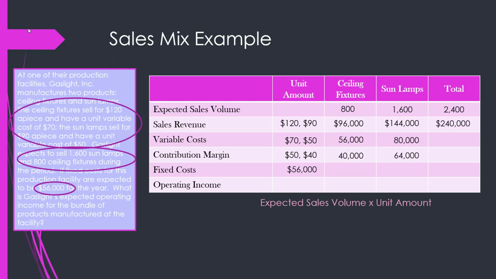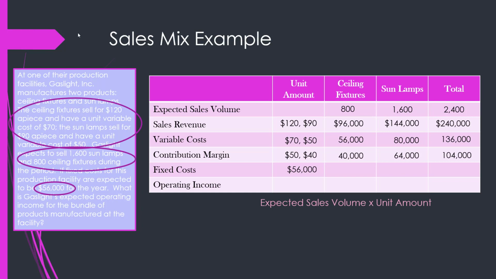So in total, we're going to generate $240,000 of sales revenue: $96,000 from the fixtures and $144,000 from the sun lamps. In total, we're going to incur $136,000 of variable costs, $56,000 to produce those ceiling fixtures, $80,000 to produce the sun lamps. And those two products in total are going to provide an overall margin of $104,000.